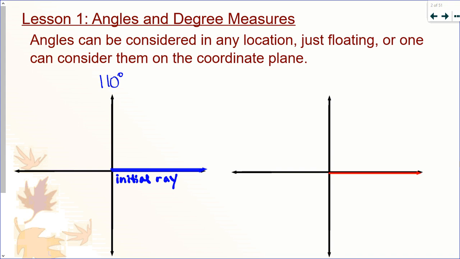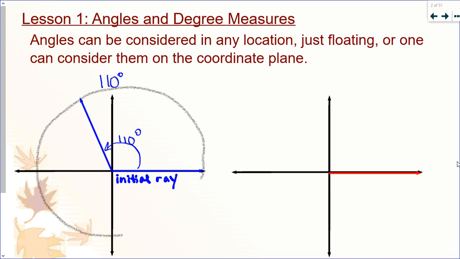So picture, I'm going to rotate this ray until I get to 110 degrees. So far I've rotated it 90, and then I have to go a little beyond 90 to get to 110 degrees. So here we have 110 degrees rotation approximately. And so picture if I had a circle, that would be our unit circle. I'm just going to sketch it in there. And then we rotate around the circle however many degrees.